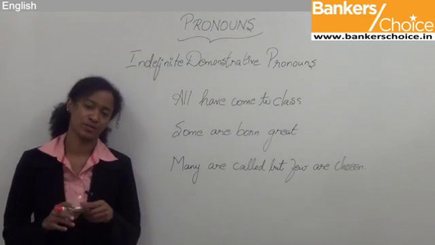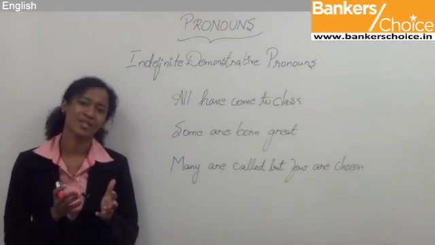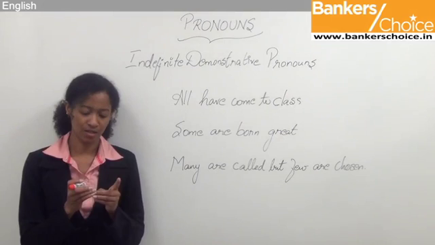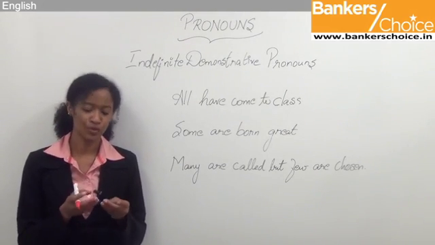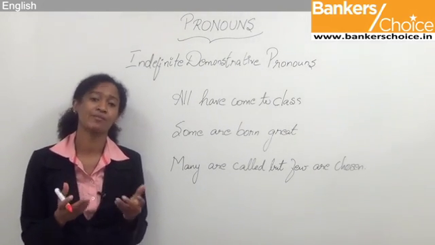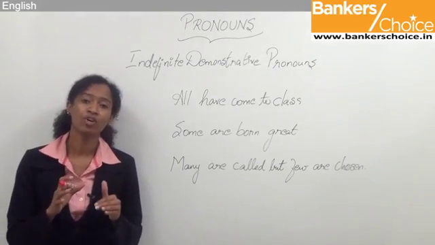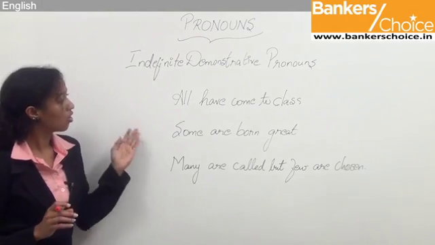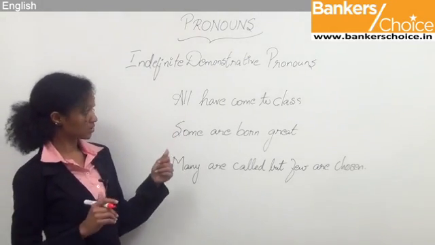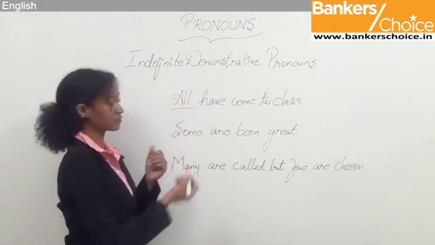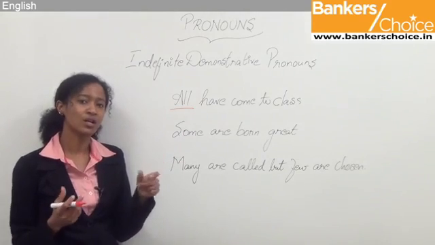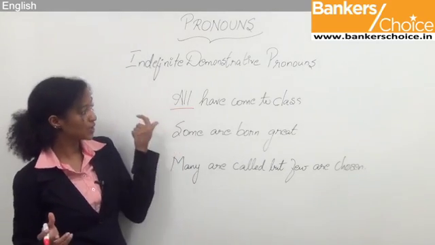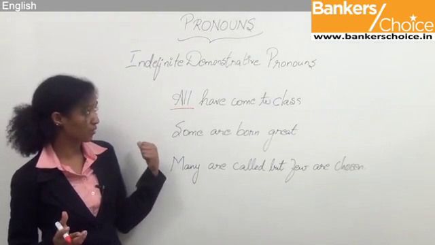Indefinite demonstrative pronouns. Now demonstrative pronouns sometimes are also indefinite. How in the sense is, they do not act as substitutes for nouns that are expressly mentioned, but that are implied or understood. So let's understand that with these examples. All have come to class. So here all implies or understood that how many students are supposed to come to class have come to class. So here all acts as a demonstrative pronoun.